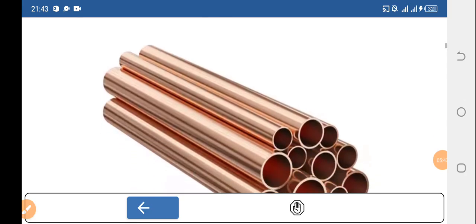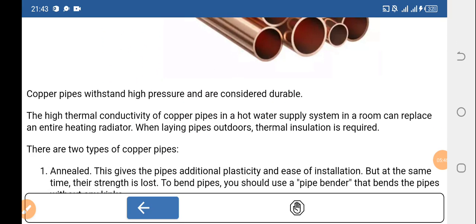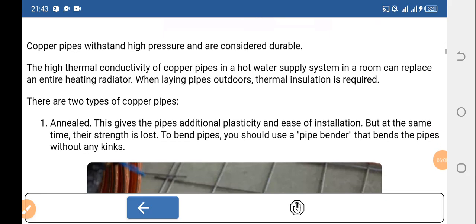Okay, we talked about copper. The material is durable and has high thermal conductivity, and it can be used to supply hot water and cold water at the same time. In some places it can be used to replace entire heating radiators.